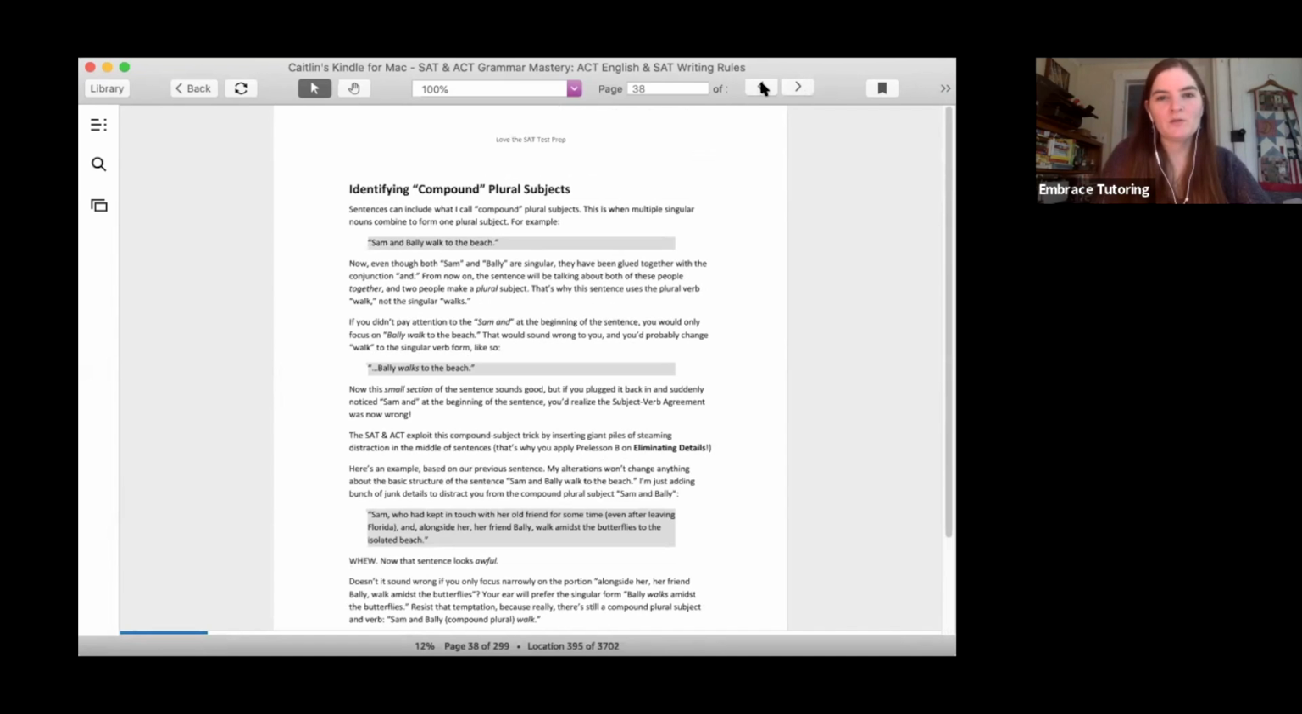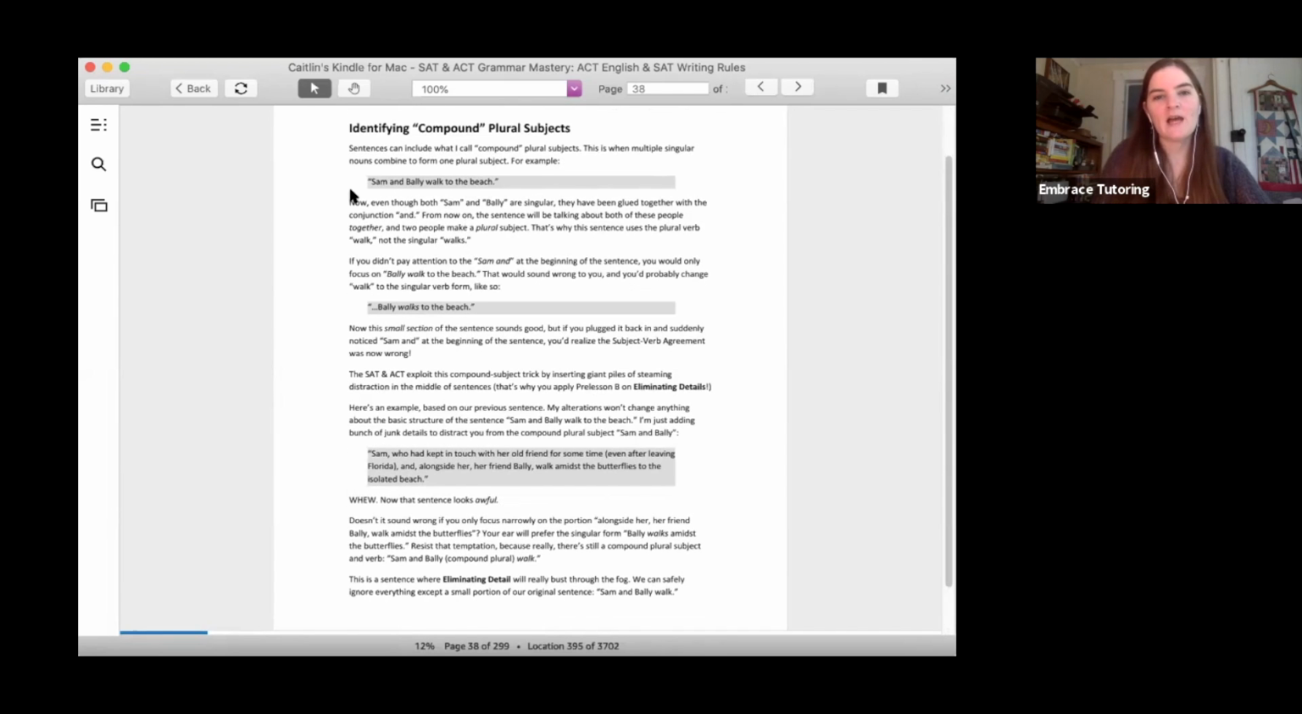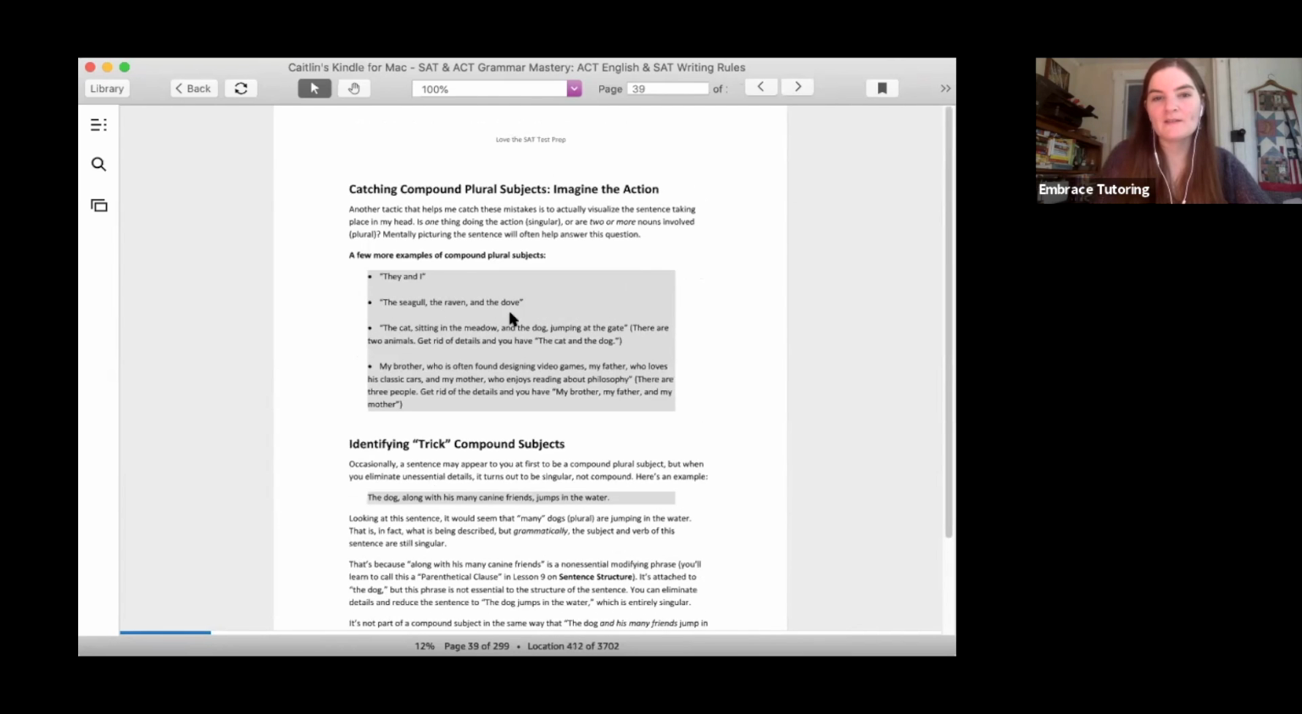And then we also looked at compound plural subjects. So that is using things like conjunctions, like and, to help us combine subjects, so we have more than one subject or more than one verb. So having compound predicates, that type of thing. Okay. So catching compound plural subjects. So with that one, you also want to be cautious when you have a sentence that's interrupted by additional information because of how we've organized it.